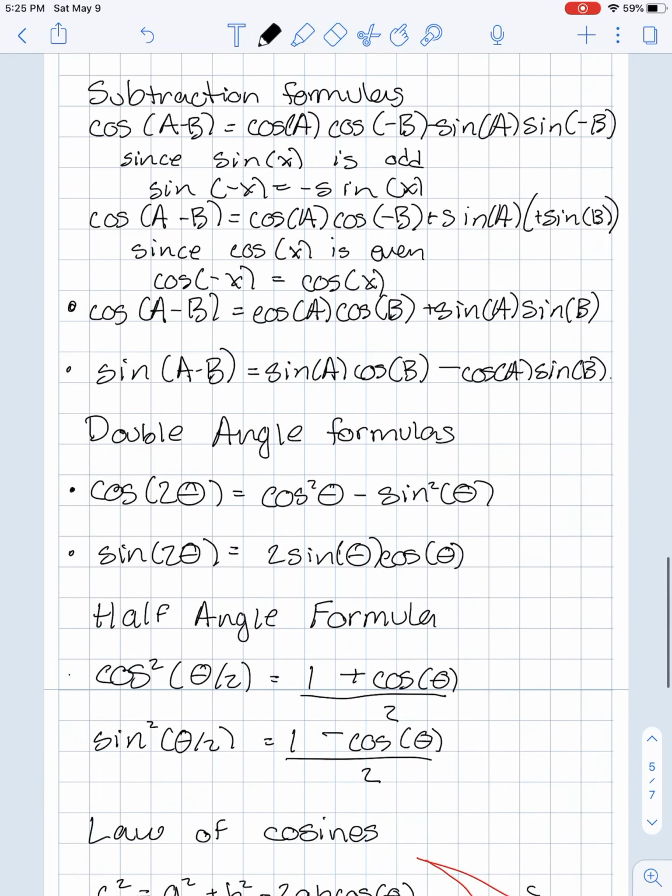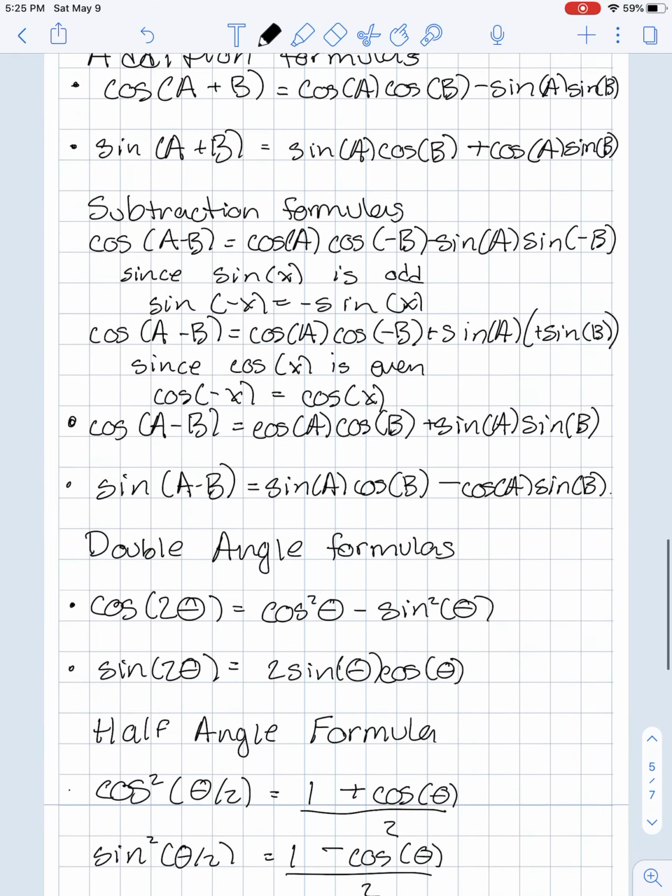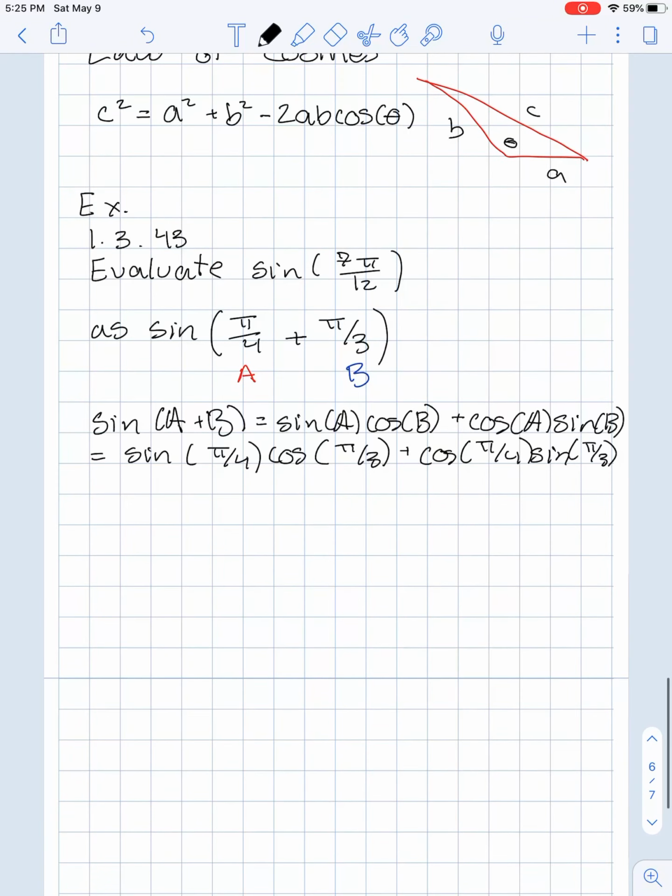So sine pi over 4, if you use that little hand trick earlier, sine pi over 4, sine is the number of fingers below. I have 2, so that's going to be square root of 2 over 2. Times cosine of pi over 3 is going to be 1/2. Plus cosine of pi over 4 is square root of 2 over 2 times sine of pi over 3 is square root of 3 divided by 2.